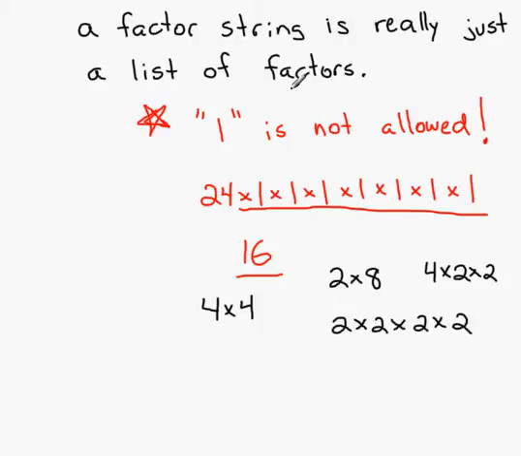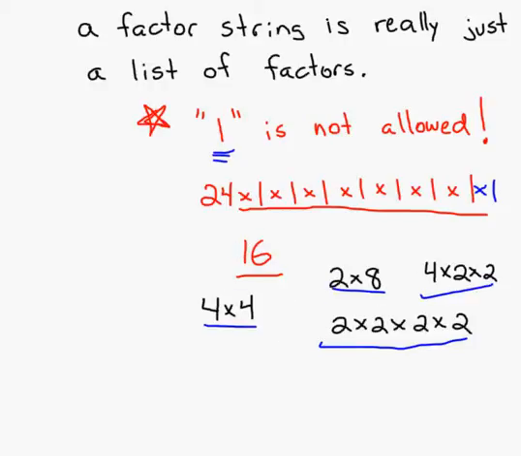Now there is a little rule though. The number 1 is not allowed as a factor, otherwise you could go on forever. 24 times 1 times 1 times 1 times 1 times 1 and so on, that still equals 24, and I could keep writing times 1 forever. So 1 is not allowed in factor strings. We don't do it. Okay? Here are some factor strings for 16. 4 times 4, 2 times 8, 4 times 2 times 2, and 2 times 2 times 2 times 2. All of these are factor strings for 16. That's what they all equal.